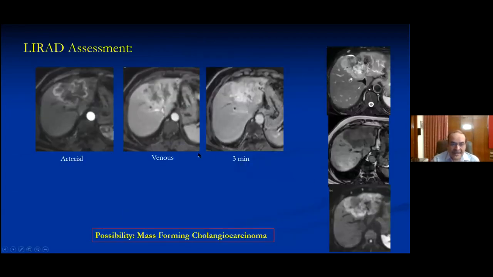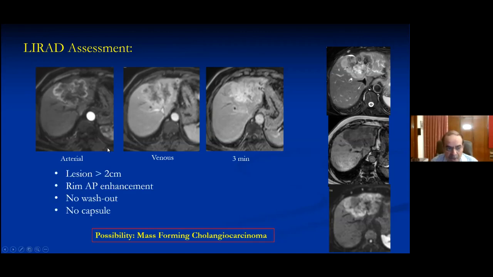Let's do another example of LIRAD assessment. This is a lesion which shows you typical peripheral rim enhancement. So this is rim enhancement. Only the periphery of the lesion is showing you enhancement. This enhancement tends to have some centripetal progression, and on the delayed image shows you more enhancement, right? So very atypical for an HCC. So this is a lesion which appears to be malignant, but is not showing you the features for an HCC.